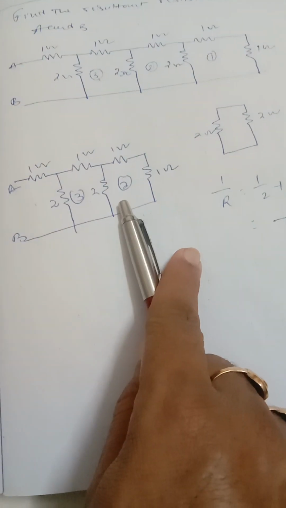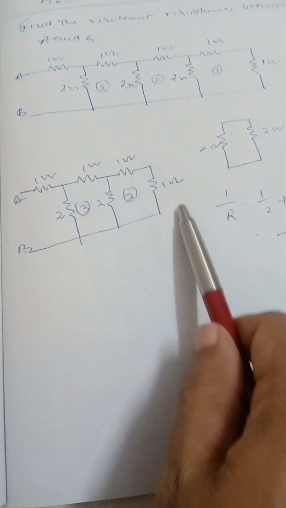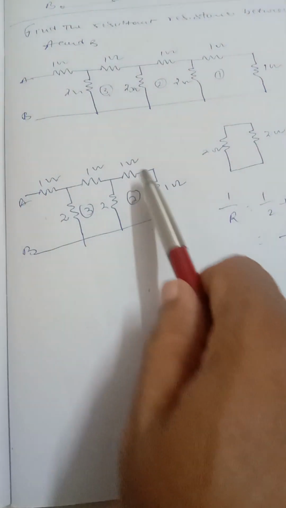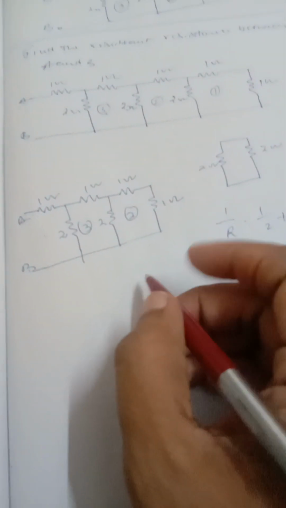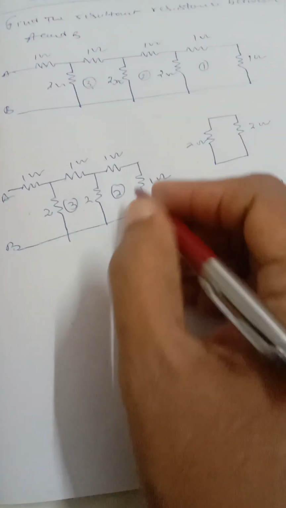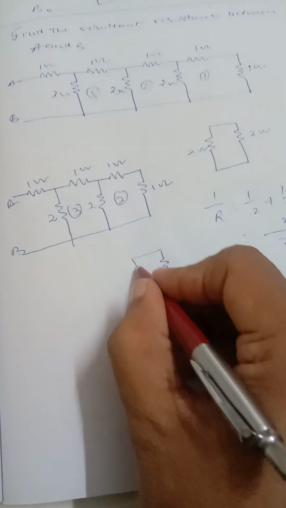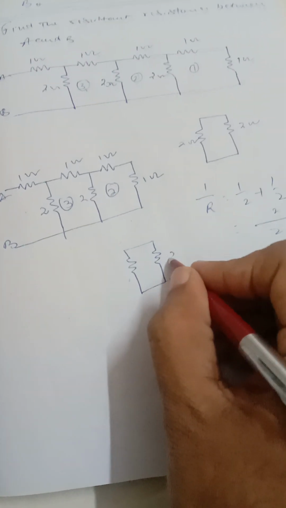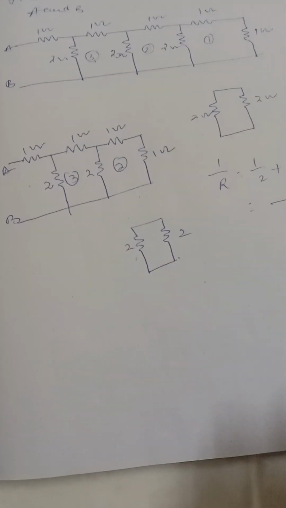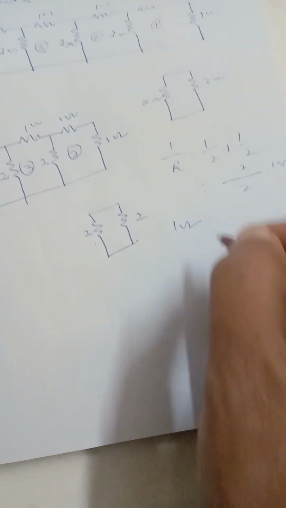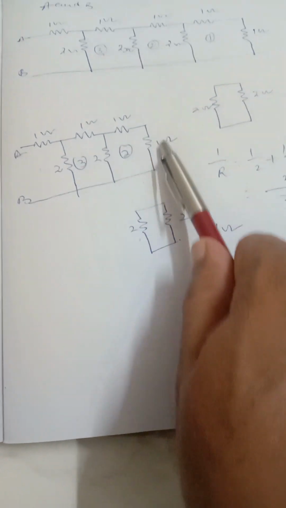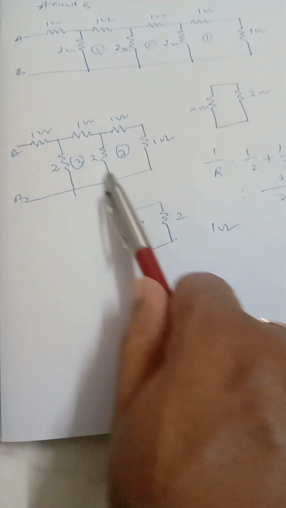Now we start only the second loop. That means we are coming from this side. Second loop, again 1 ohm, 1 ohm, they are in series combination, so they will add up. 1 plus 1, 2. This 2 is in parallel with this 2. Again 2 and 2 in parallel, so again it will come 1 ohm only. That means for the second loop also the resultant becomes 1 ohm only.